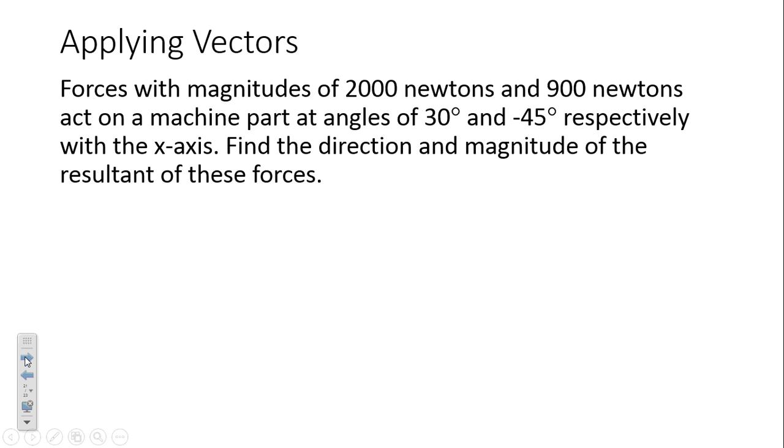Forces with magnitudes of 2,000 newtons and 900 newtons act on a machine part at angles of 30 degrees and negative 45 degrees respectively with the x-axis. Find the direction and magnitude of the resultant of these forces. When we see the word resultant, what does that mean we're going to do? It was in your notes on Friday. What did resultant mean?